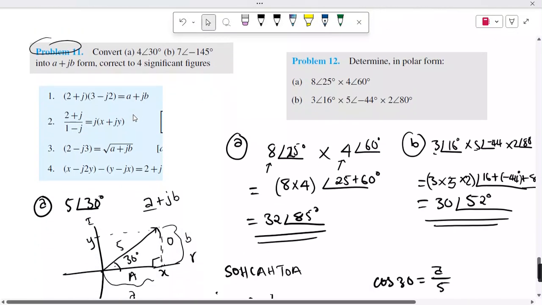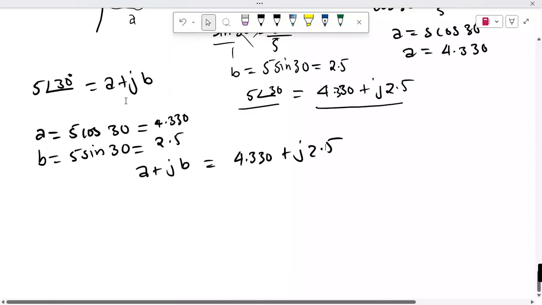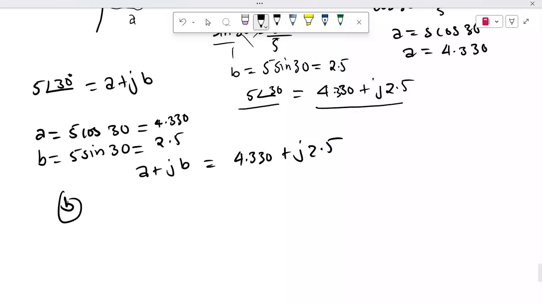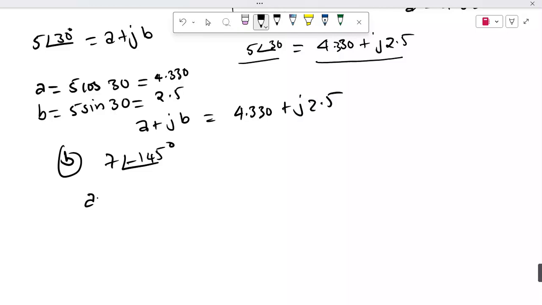Let's go to B. B is 7 at angle negative 145. So without wasting time, directly we know A equals what? A is along the x-axis, so it's 7 cos negative 145. B is along the y-axis, so it's a sine function, 7 sine negative 145.